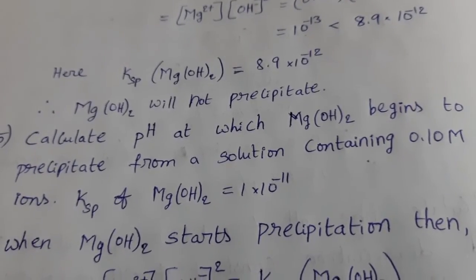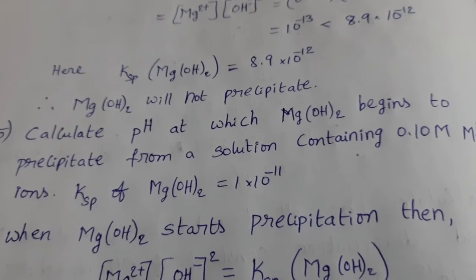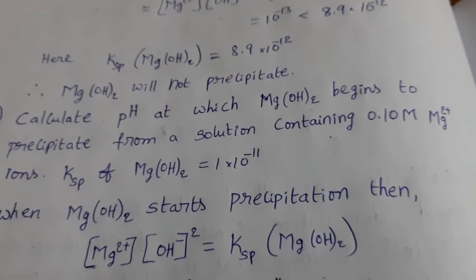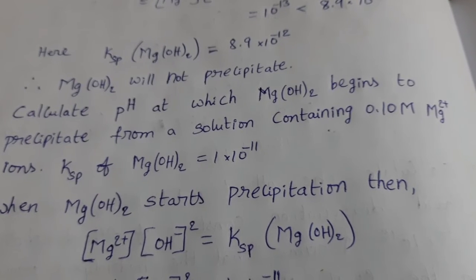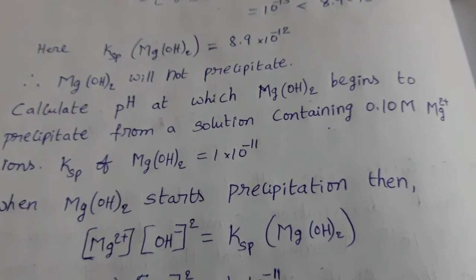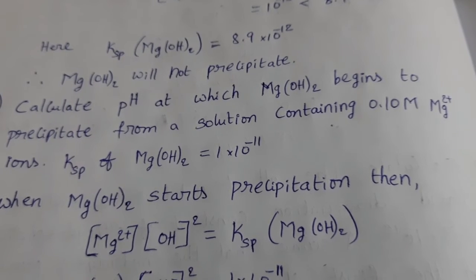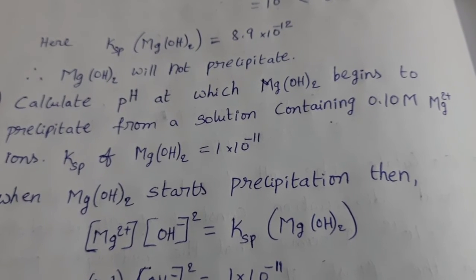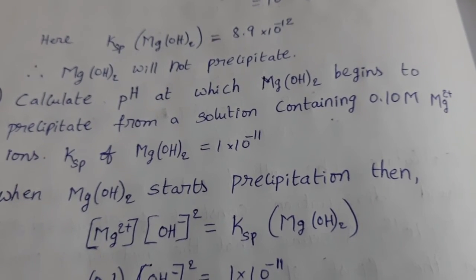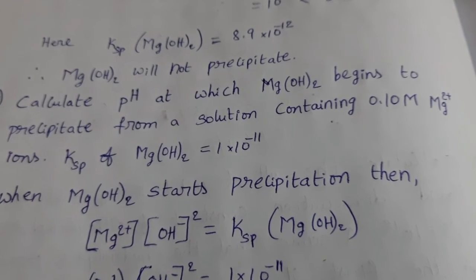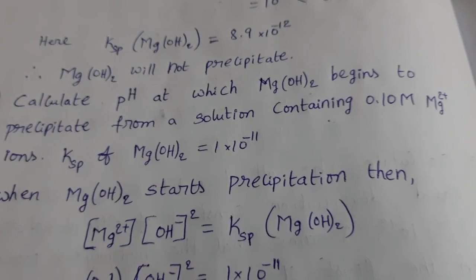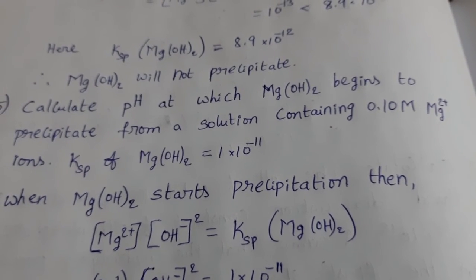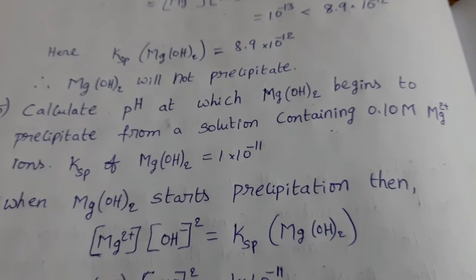Calculate the pH at which MgOH twice begins to precipitate from a solution containing 0.10 molar Mg2 plus ions. Now this question is different. Already they mentioned MgOH twice precipitation takes place, but at which pH value does this precipitation take place? In a solution having concentration 0.10 molar, in the given solution the magnesium ion concentration is given, that is 0.10 molar.